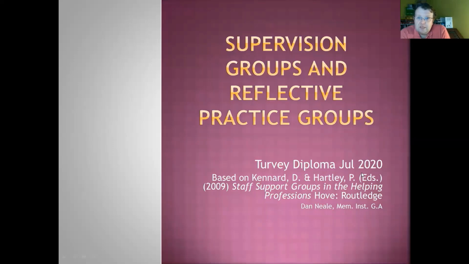The material in this presentation is largely taken from a book by Kennard and Hartley called Staff Support Groups in the Helping Professions, and almost all of the material will be taken from Chapter 1, what staff support groups are for, and then Chapter 5, the role of a facilitator. Where I make reference to other texts, I'll put references on the slides, and there'll also be a list of references at the end.